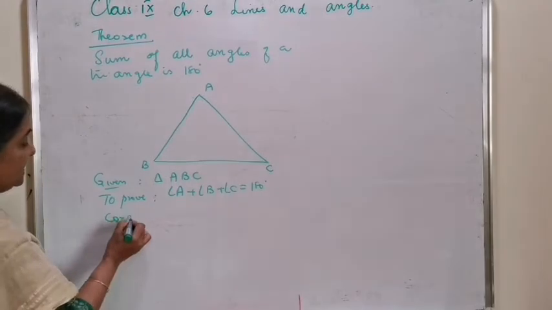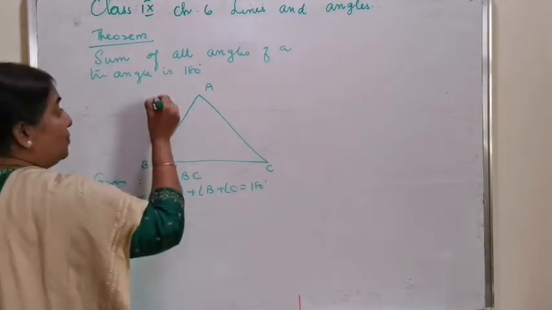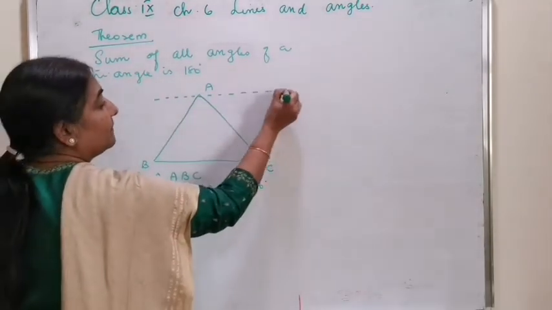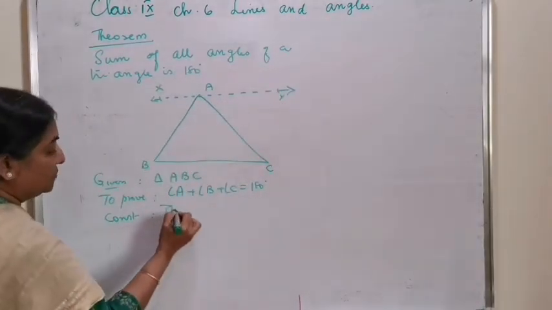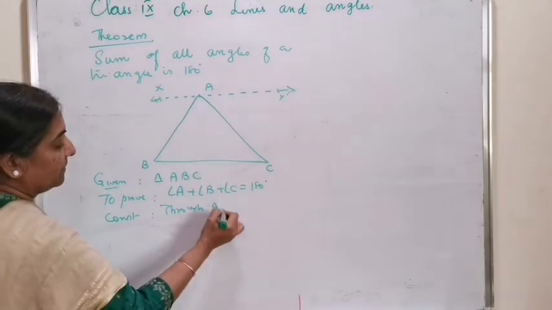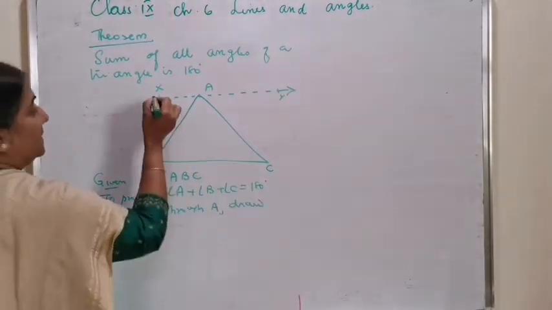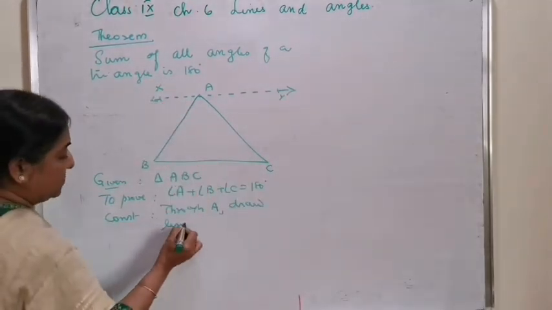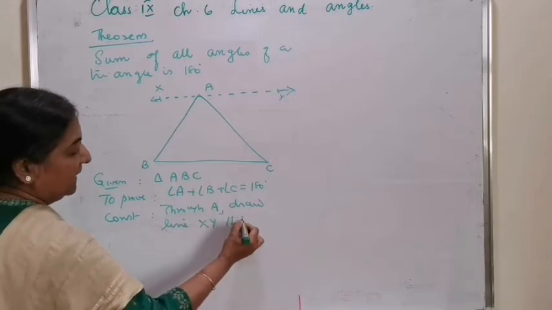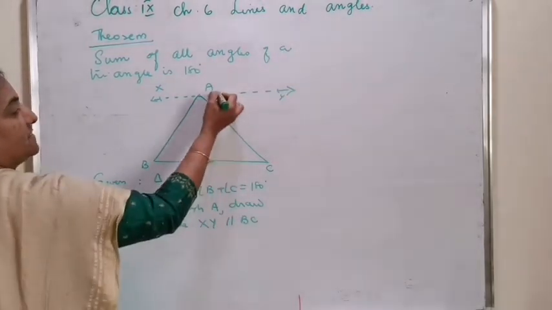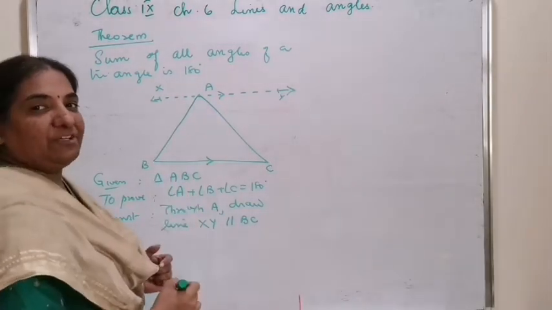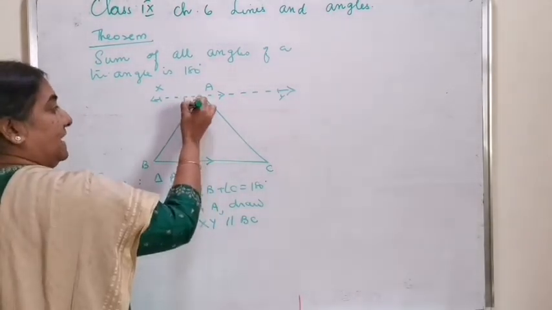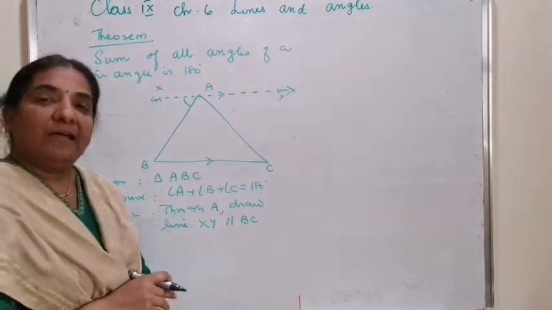And what is the construction? Through A, that means passing through A, draw line XY parallel to BC. This line has to be parallel to BC. Why did we draw parallel? Because then we can apply alternate interior angles.